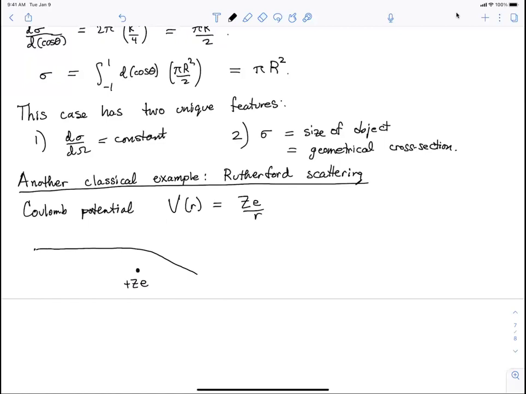Okay, and so I'm assuming charge one, so it's like it's an electron. So d sigma by d omega is going to be z squared e to the fourth over 16 e squared, it turns out. I'm just quoting the answer for you. We're not deriving it. Sine to the fourth theta over 2, where theta is that deflection angle.